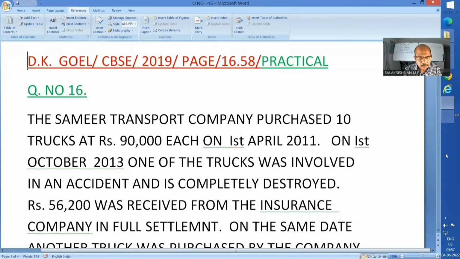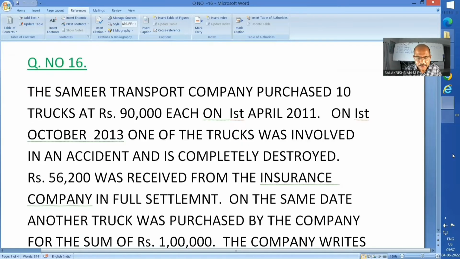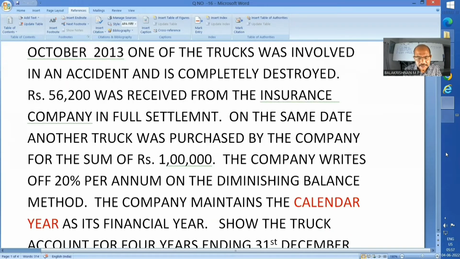On 1st October 2013, one of the trucks was involved in an accident and is completely destroyed. Well, we can compare this accident with the sale. After all, an asset is out from the organization. That's all. Rupees 56,200 was received from the insurance company in full settlement. This can be compared with the sale proceeds. Money came to the organization subsequent to the disposal of an asset, maybe by accident. Fine. On the same date, another truck was purchased by the company for the sum of rupees 1 lakh.